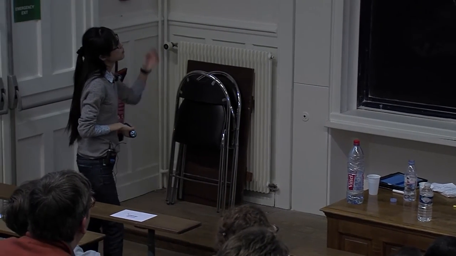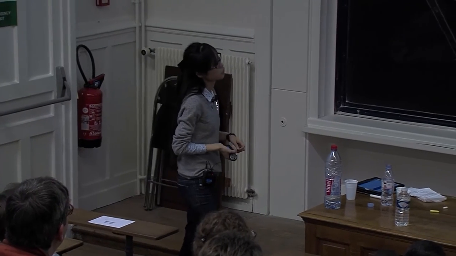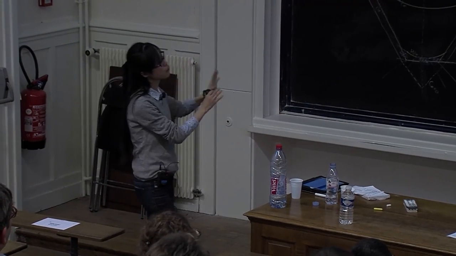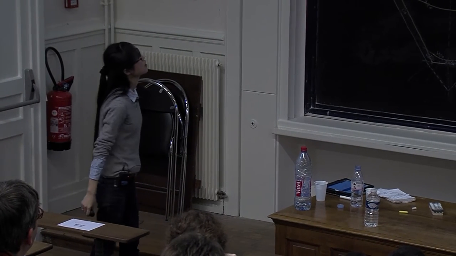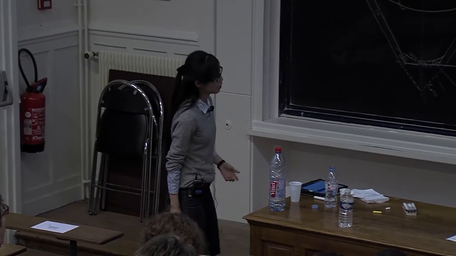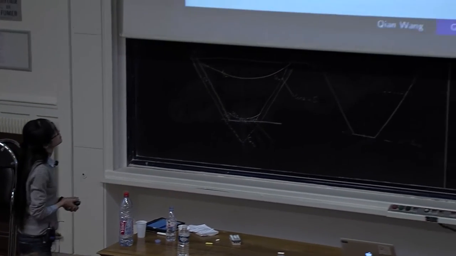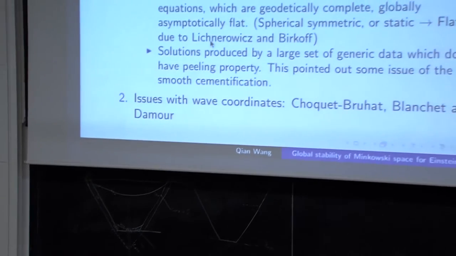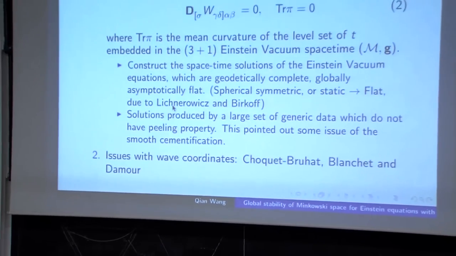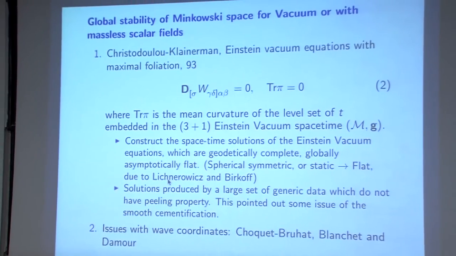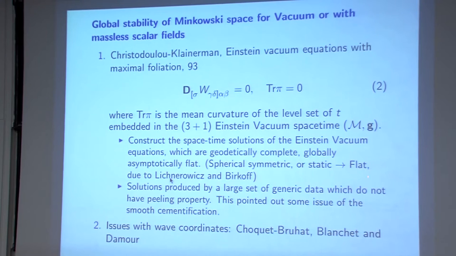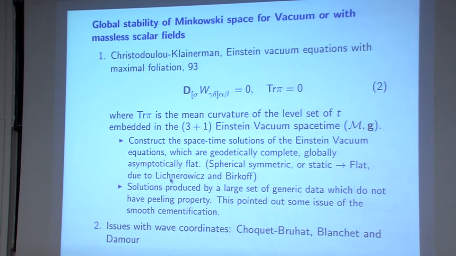So I wrote some significance of the work. I think it's more influential than what I wrote there, because there's the next page. So let's say it constructs the spacetime solution of the Einstein vacuum equations, which are geodesically complete, globally asymptotically flat. You can't do it with simplified cases, because that leads you to a flat, trivial solution. You have to construct it dynamically. And so this dynamically is a long story.